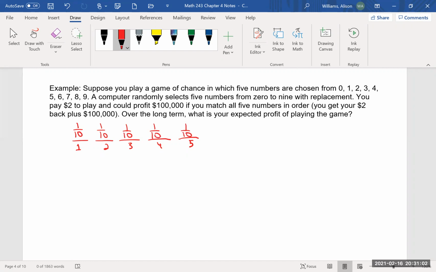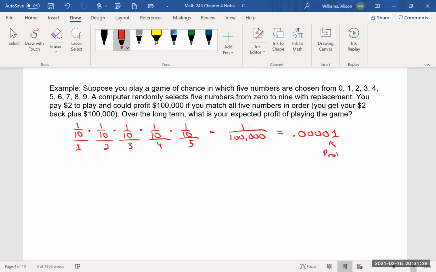And each of these are independent of each other. So we're going to multiply these probabilities together. And that's going to give us the probability that you might guess it correctly. So that's 1 out of 100,000. Or as a decimal, that would be 1, with 4 zeros. Okay, so that's the probability of winning.